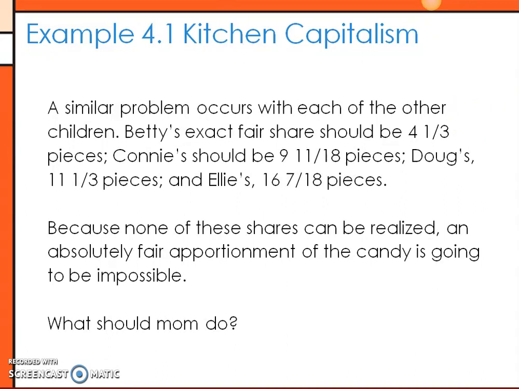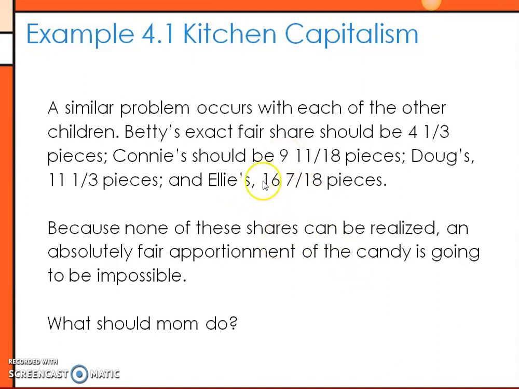So similar when we do the rest of those, their portion of work, Betty gets 4 1/3 pieces, Connie gets 9 11/18. Also, when you're doing this, I don't care if you use fractions or decimals. You'll see when we actually get to Hamilton's method, decimals might be a little easier because with fractions, you need common denominators to accurately compare which fraction is bigger. So you might want to go with decimals, but it's totally up to you. Doug should get 11 1/3 and Ellie should get 16 7/8.